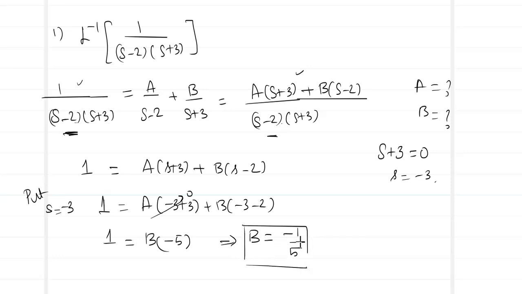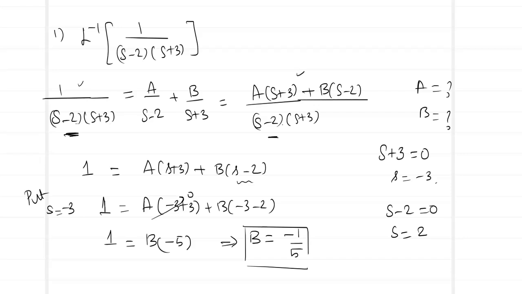Now, how about the second constant? We have one more factor called as s minus 2. Equate that to 0. So, what we have is s is equal to 2. When I substitute s is equal to 2 in the above equation, what we will be having?